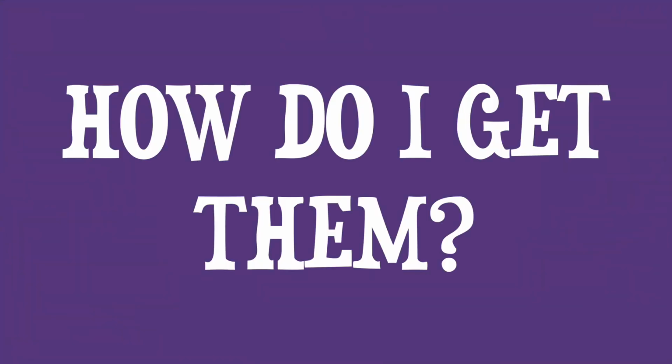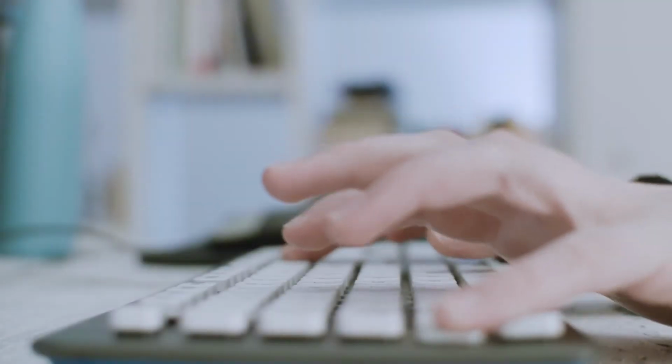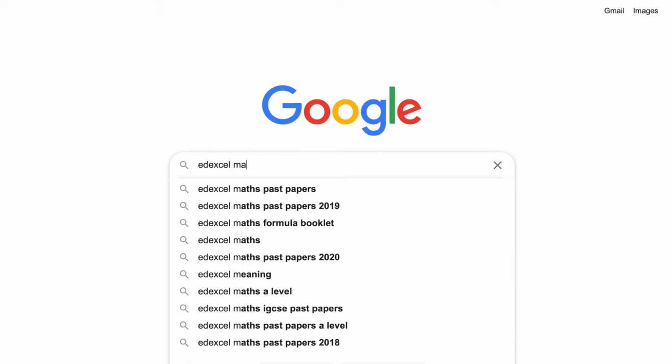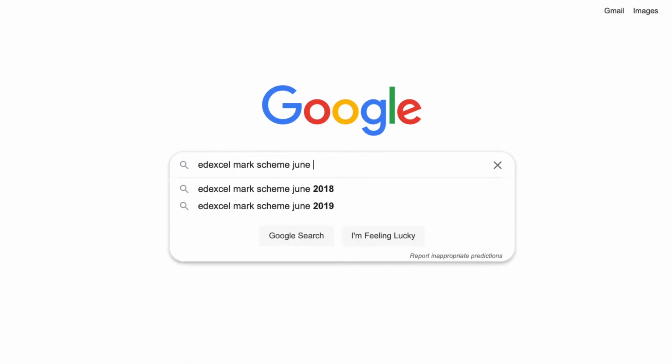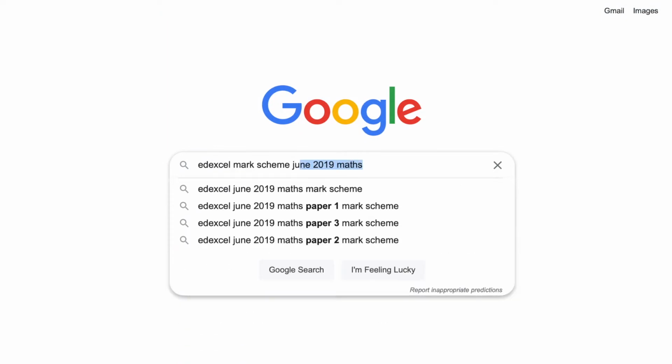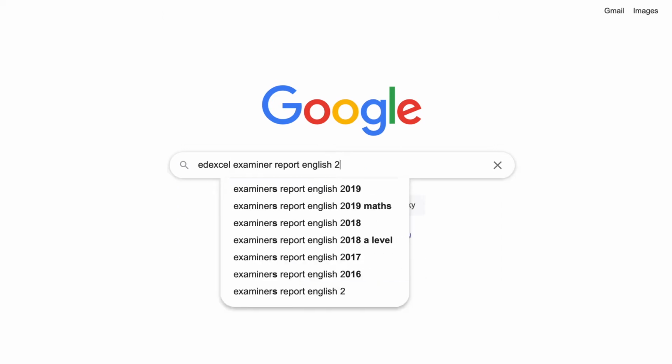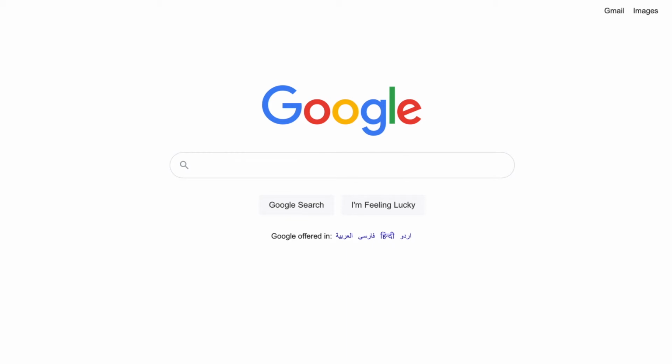Now, another thing you might be wondering, how do I get them? How do I get these mark schemes and examiner reports? Well, you get all of them online. They're available wherever you might be. If you have an internet connection, just go ahead and search. For example, as I'm doing right here, Edexcel mark scheme for a particular year, for a particular subject, or the examiner report for a particular year, for a particular subject.